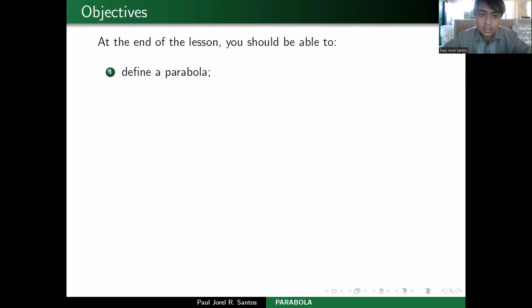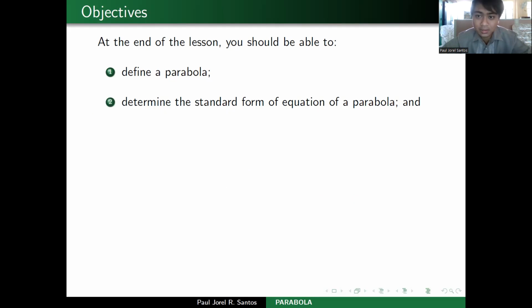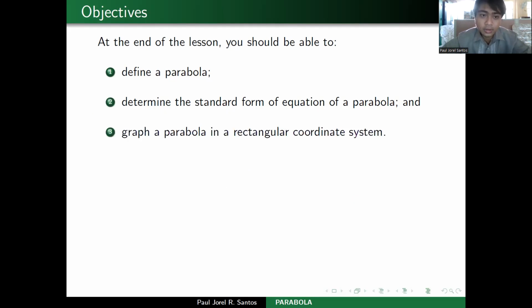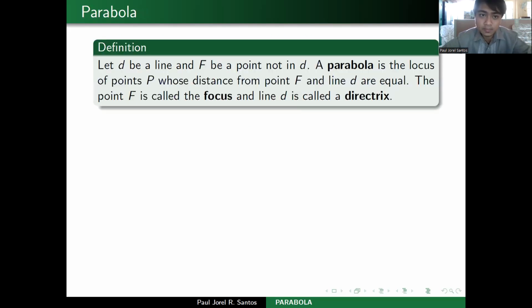For our first objective, you should be able to define a parabola. Second is to determine the standard form of equation of a parabola. And third, we have to graph a parabola in a rectangular coordinate system.